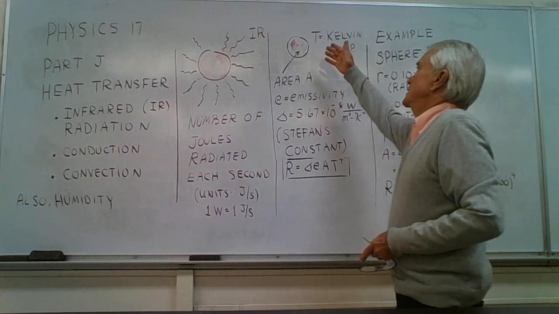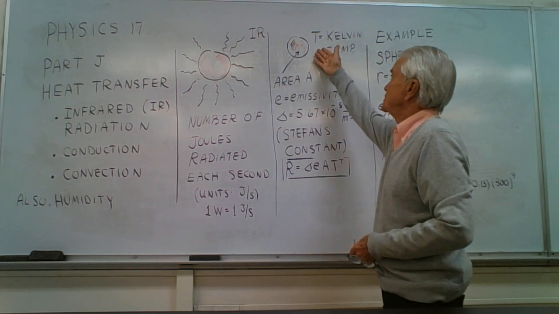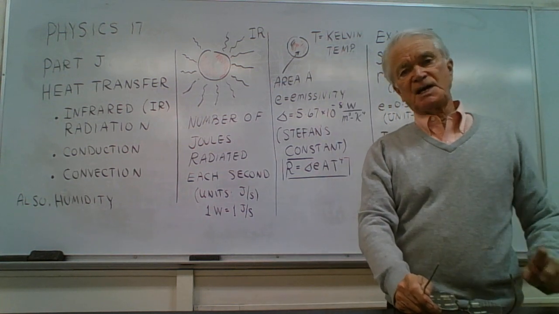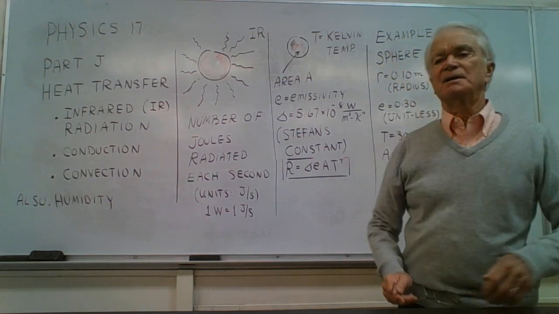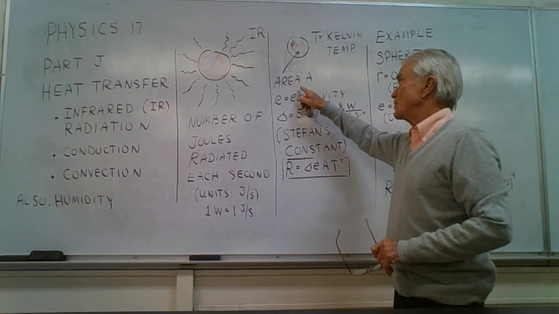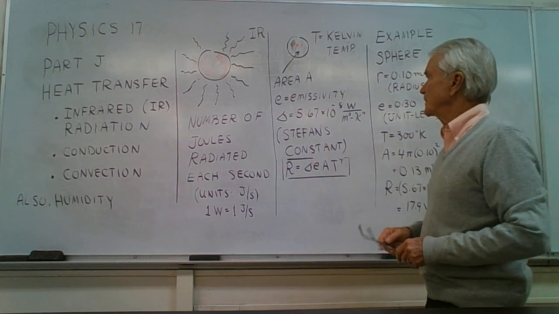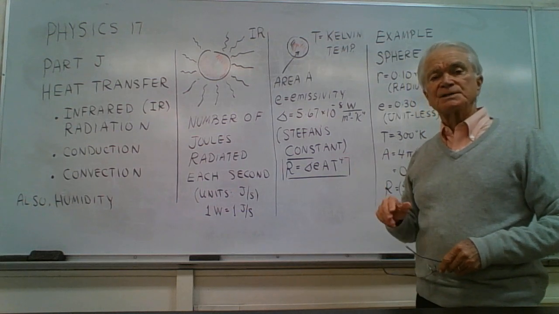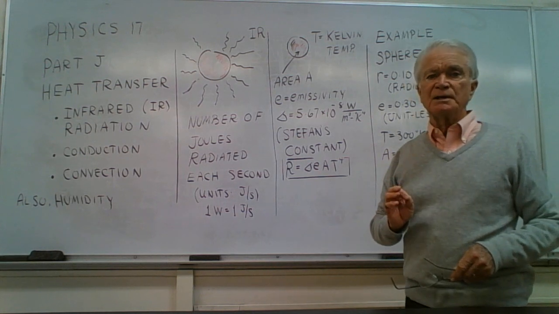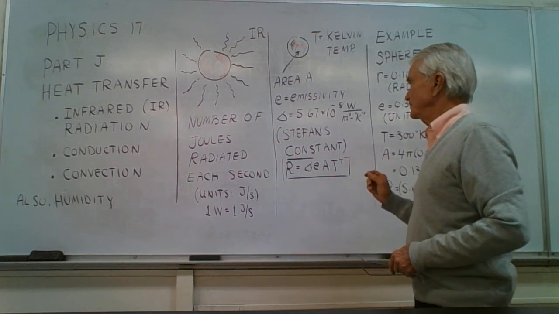I show here an object at a certain Kelvin temperature, symbolized as T. In the past, we might have symbolized the Kelvin temperature with a subscript K, but we won't in this discussion. The object under question has a surface area symbolized as A, and the units, of course, will be standard units, square meters. Every surface has a property called its emissivity. It's a dimensionless quantity, a unitless quantity, and we symbolize it as E, emissivity.